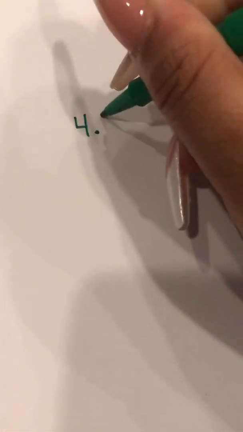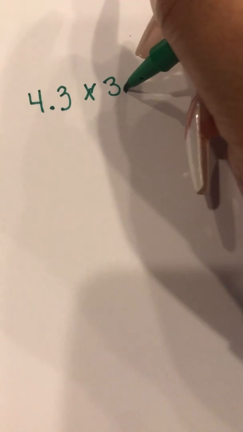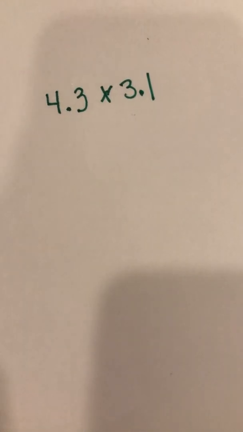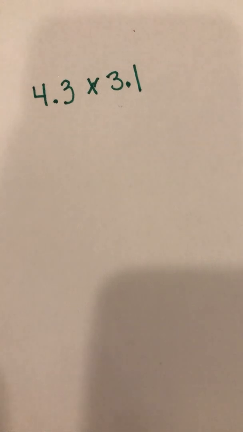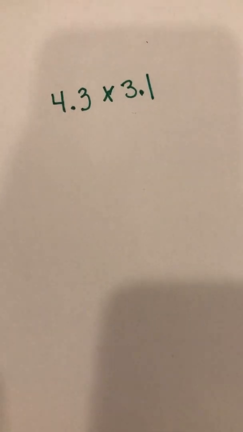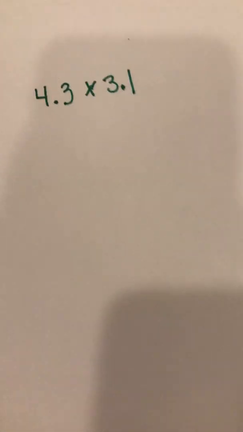All right, so for today's lesson, we are working on multiplying decimals. So I'm going to set up my problem. In example number 1, we have 4.3 times 3.1. Alright, so the most important thing to separate from adding and subtracting decimals is that for multiplication, you do not have to line up your decimal. I repeat, you do not have to line up your decimal.